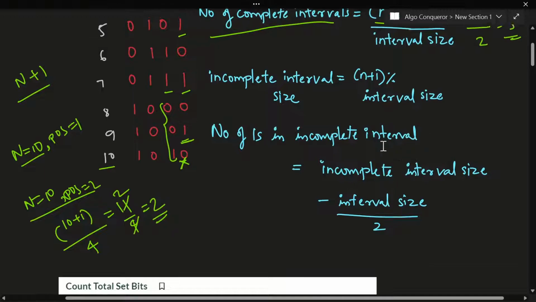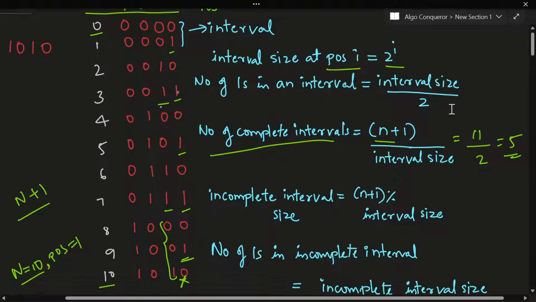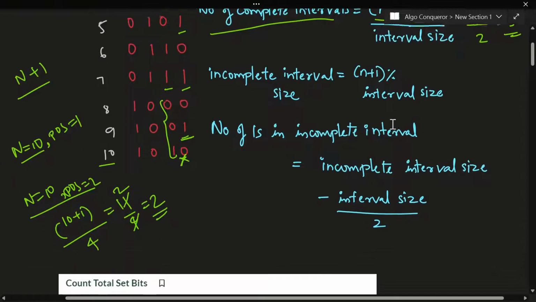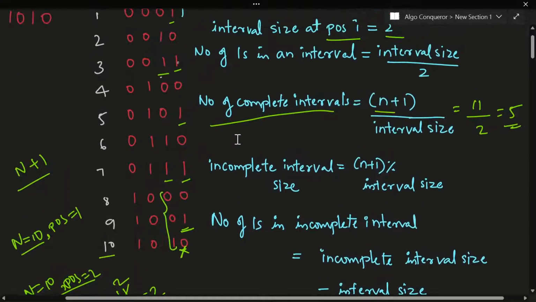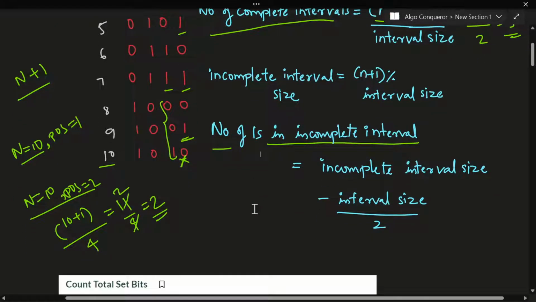Now, how do you get the number of ones? I have already explained it to you. Number of ones in an interval is interval size by 2. That's fine. For complete intervals, you can calculate the number of ones easily using these formulas. But how do you calculate the number of ones in an incomplete interval? How do you calculate that?